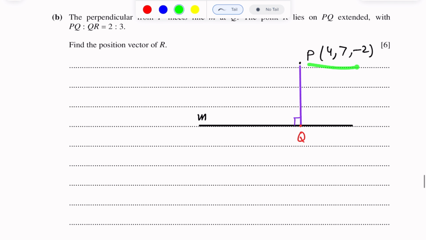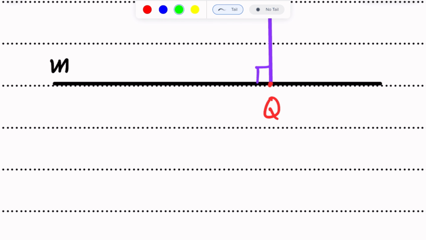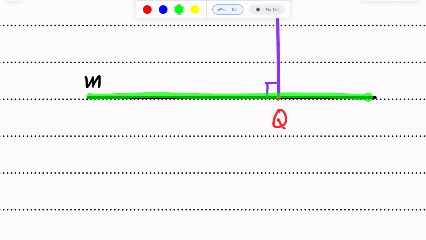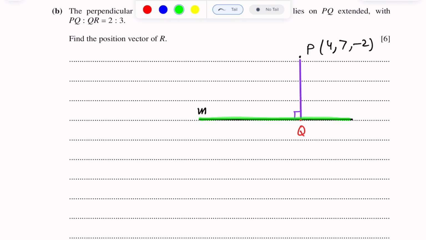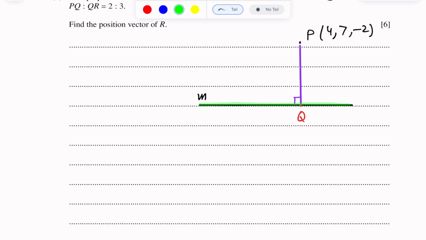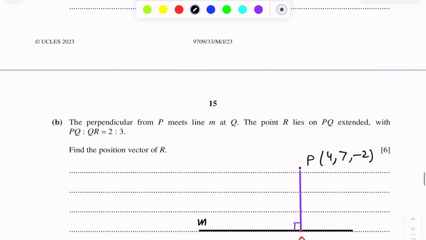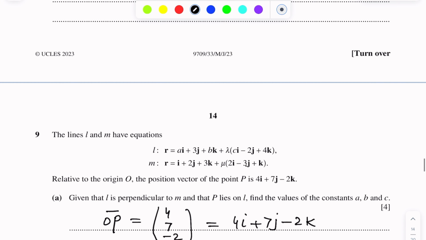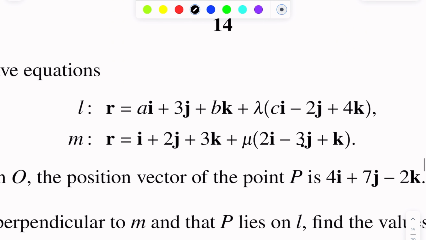Now coordinates of P are given, but how will we find the coordinates of Q, since Q is a general point on this line M? By comparing the coefficients of i, j and k, we are taking this Q point as a general point on the line M. So coordinates of Q will be, now we will compare the coefficients of i, j and k in the line M.